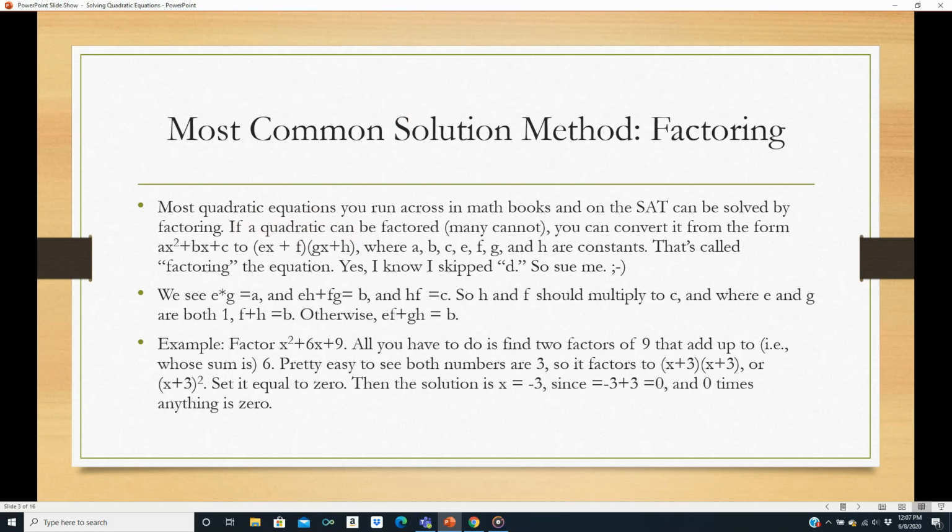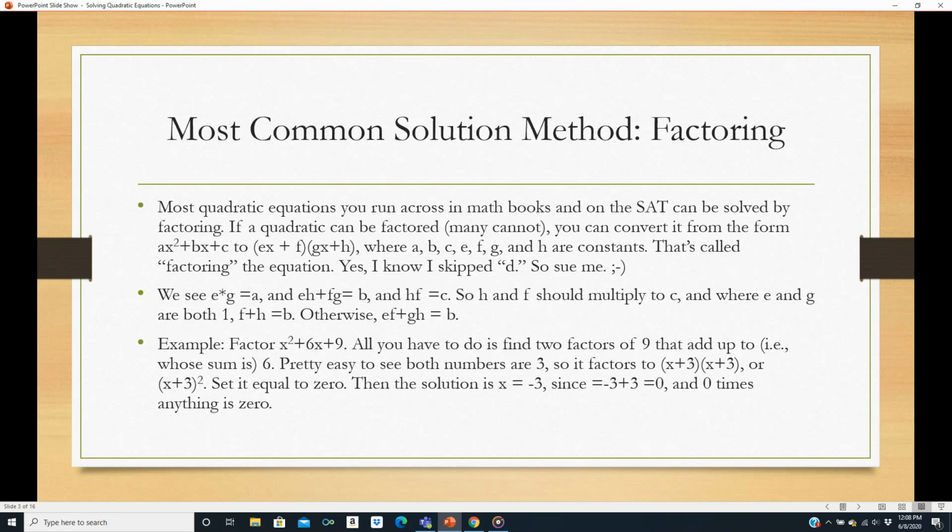So how does that help? Well, okay, let's say we have x squared plus 6x plus 9. All you have to do is find two factors of 9. Probably should think either 1 and 9 or 3 and 3 that add up to 6. Once you do that, it's a dead giveaway. It's got to be two 3s, right? So we can pretty easily see that both numbers are 3, so it factors to x plus 3 times x plus 3, which is x plus 3 squared.